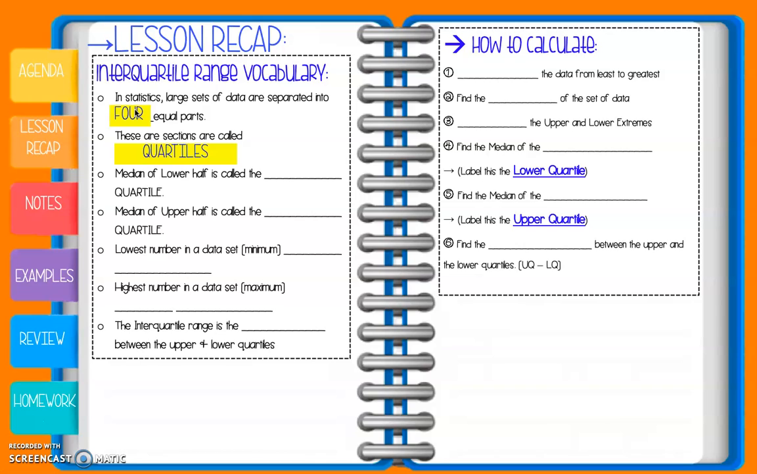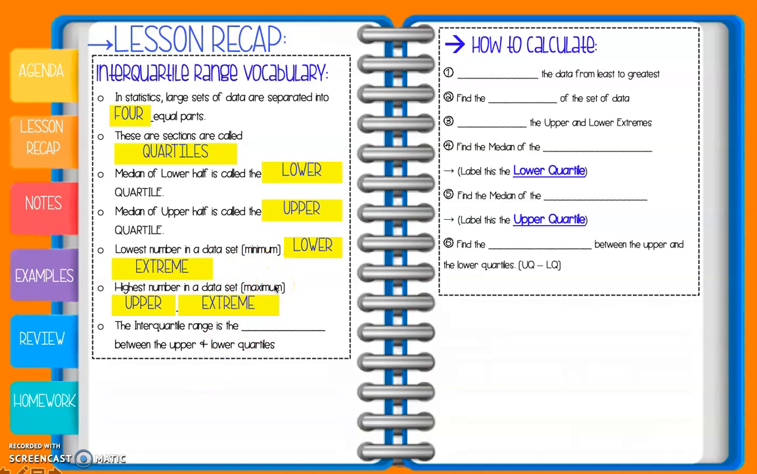The way that we're going to find the quartiles: the median of the lower half of the data set is called your lower quartile. The median of the upper half of the data set is called the upper quartile. The lowest number in the data set, or the minimum, is also called the lower extreme. We're going to identify those today, and we're actually going to use them for something tomorrow. The highest number in the data set, or the maximum, is also called the upper extreme.